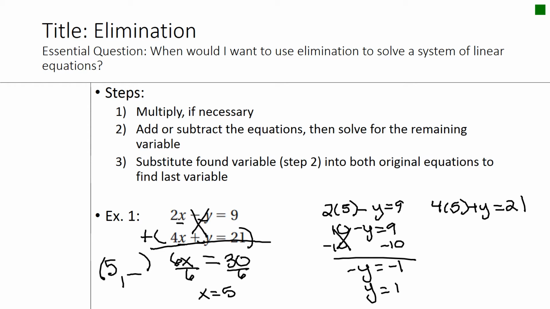All right, let's check to make sure we get y equals 1 on our second equation. 4 times 5 is 20 plus y equals 21. Take away 20, take away 20, y equals 1. All right, we did it right, and you're done. Let's go to another example.